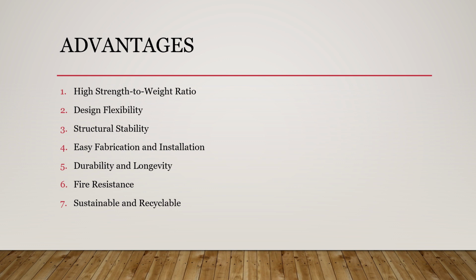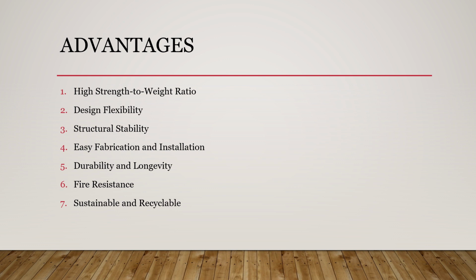Now the next is structural stability. Rolled steel sections provide excellent structural stability and rigidity. Their uniform cross-sectional shapes and consistent mechanical properties ensure consistent load distribution and resistance to deformation, making them reliable for withstanding heavy loads and dynamic forces.